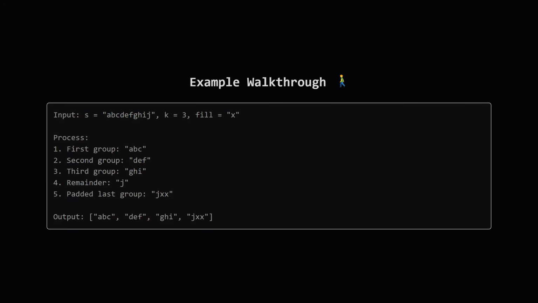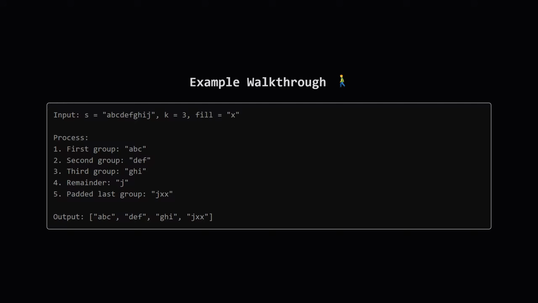Let's walk through an example to make this crystal clear. Imagine our string is abcdefghij, and we want groups of size 3. The fill character is x. Okay, first, we take the first 3 characters, a, b, c. That's our first group. Easy. Next, we move on. The next 3 are d, e, f. That's group number 2. And again, g, h, i. That's our third group.